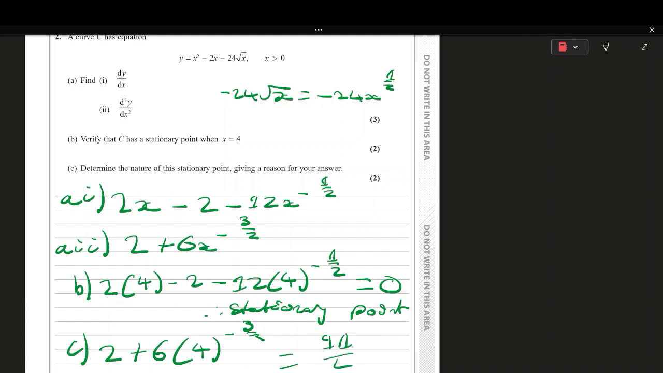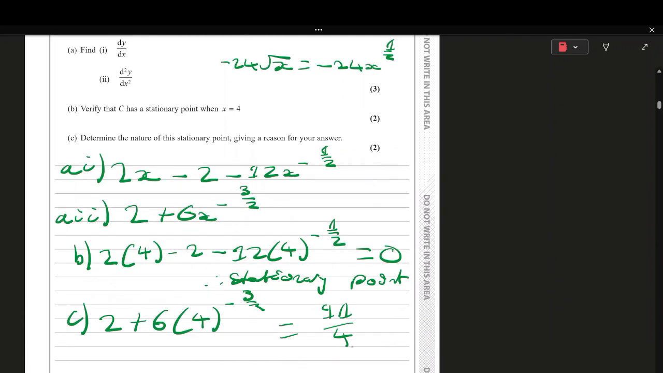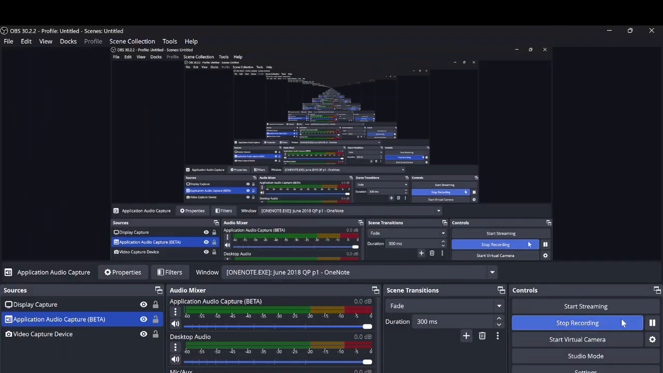11 over 4. So to determine the nature, 11 over 4 is greater than 0. So if it's greater than 0, it is a minimum point. So therefore, minimum point. And that is question 2 complete.